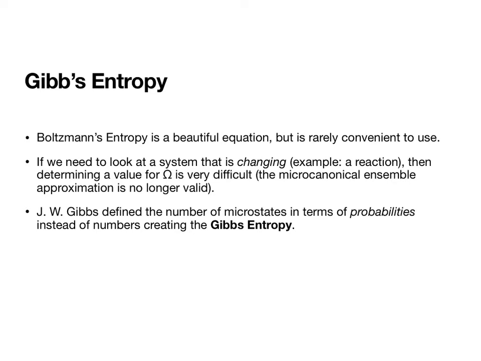Okay, so the Boltzmann entropy, this is our S equals k log omega. It is a beautiful equation, so simple, but it's rarely convenient to use. It's really hard to count and get a number for omega. So if we need to look at a system that is changing, for example a reaction, then determining this value for omega becomes very difficult. Remember that suddenly the microcanonical ensemble approximation really isn't valid anymore.